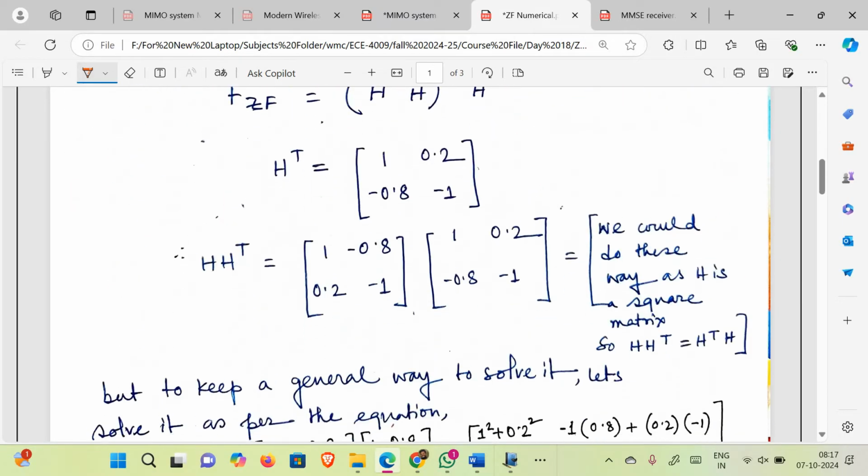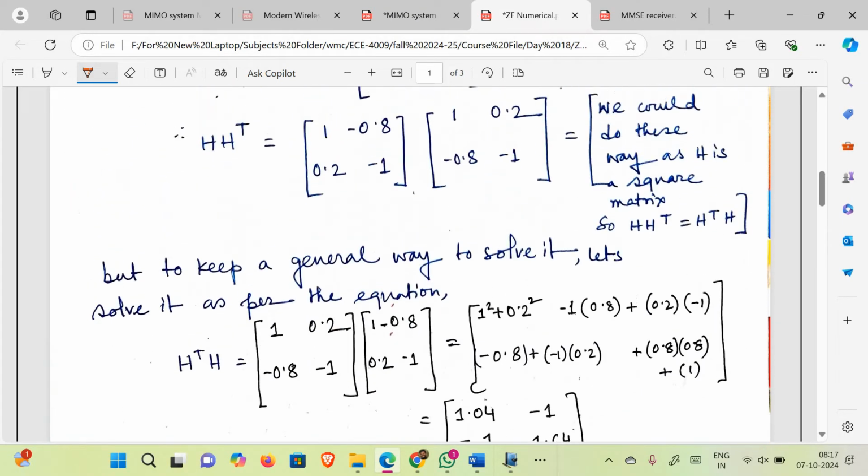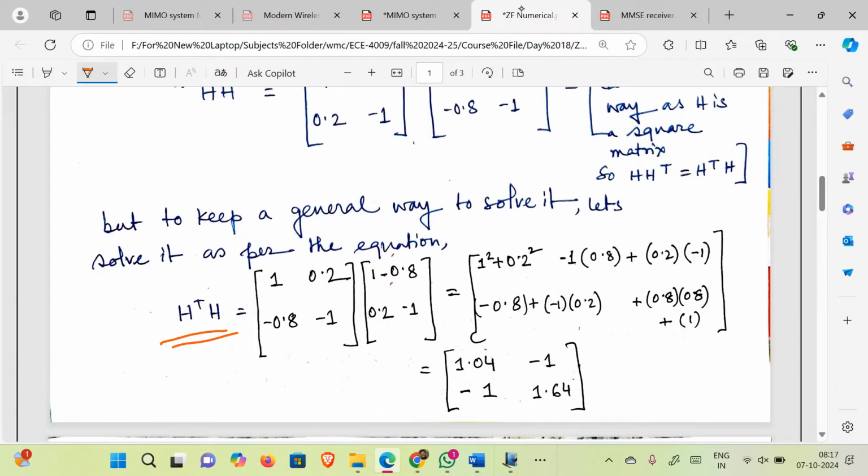So what we are going to follow is H transpose H. This is all we are going to follow. Please make a note of it. Always this, because H H transpose for a non-square matrix is not the same. H H transpose is only equal to H transpose H, given that H is a square matrix. But in the general case, R and T might not be equal.